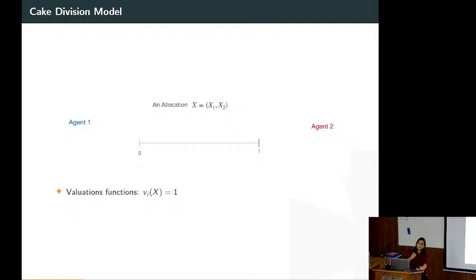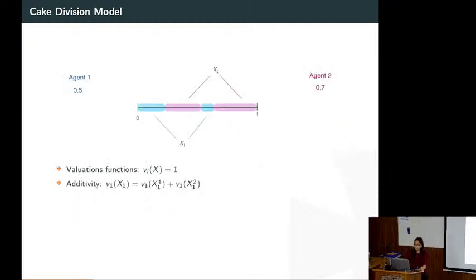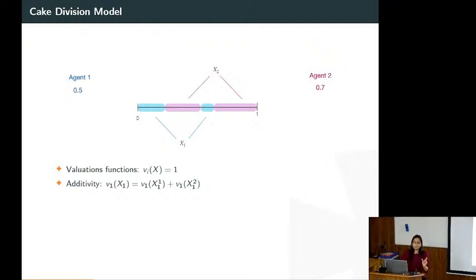And now if you look at fractions, every agent will assign some fractional values to different intervals of this 0 and 1. We'll assume that these valuation functions are additive. That is, if you take two subintervals, your valuation of the combined union of these subintervals is just your individual valuations added up. So this is the additivity assumption.